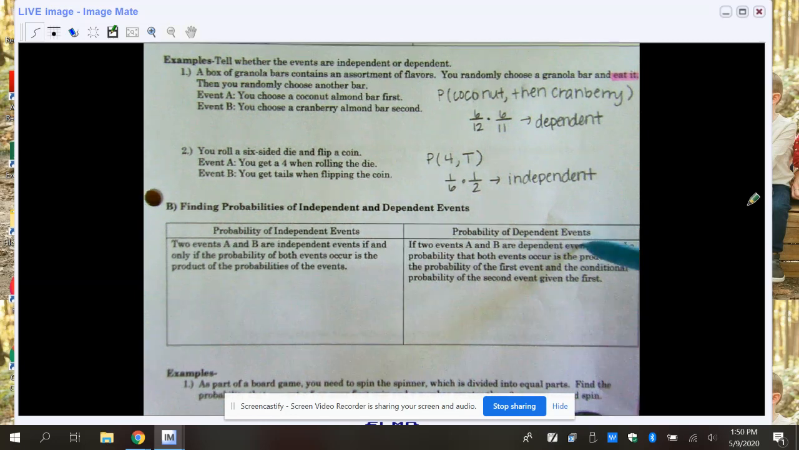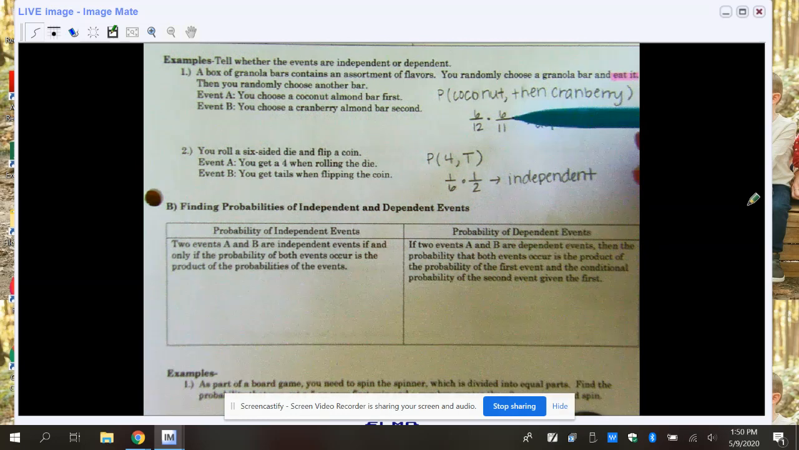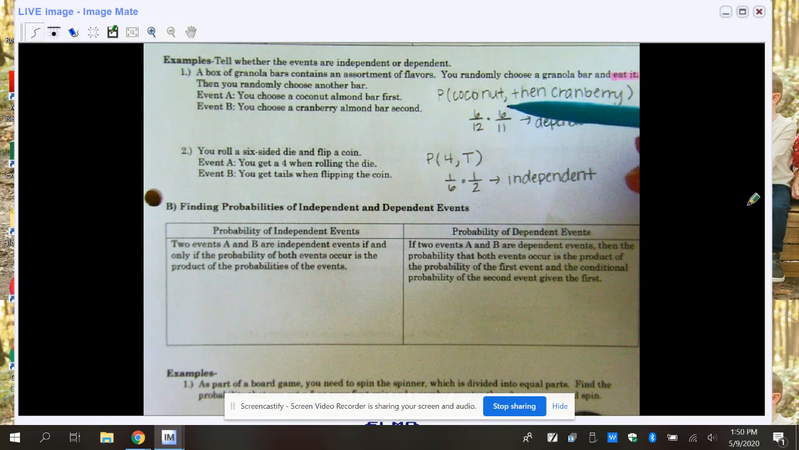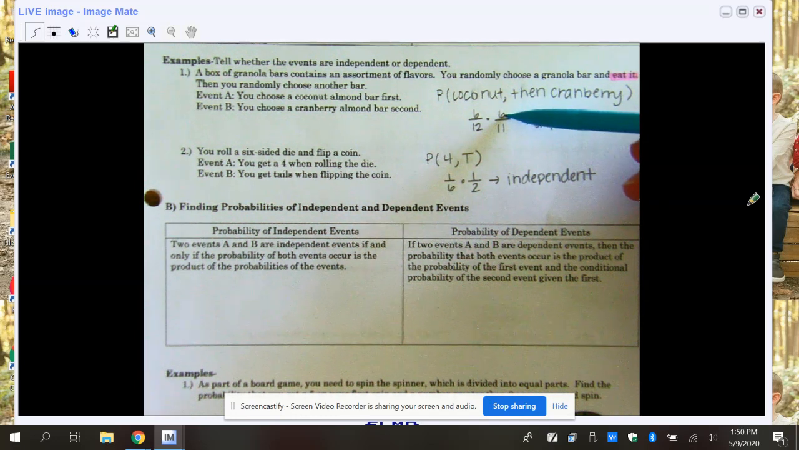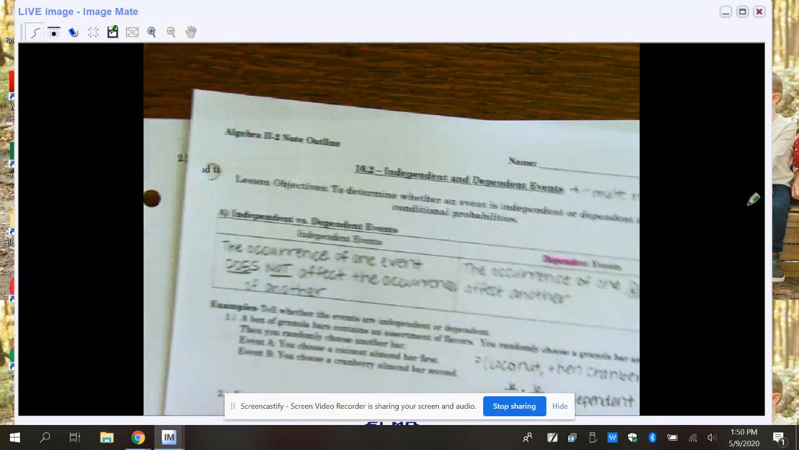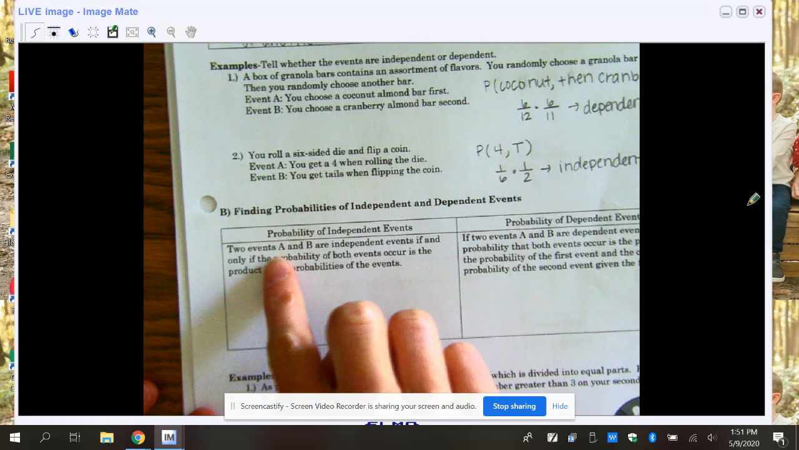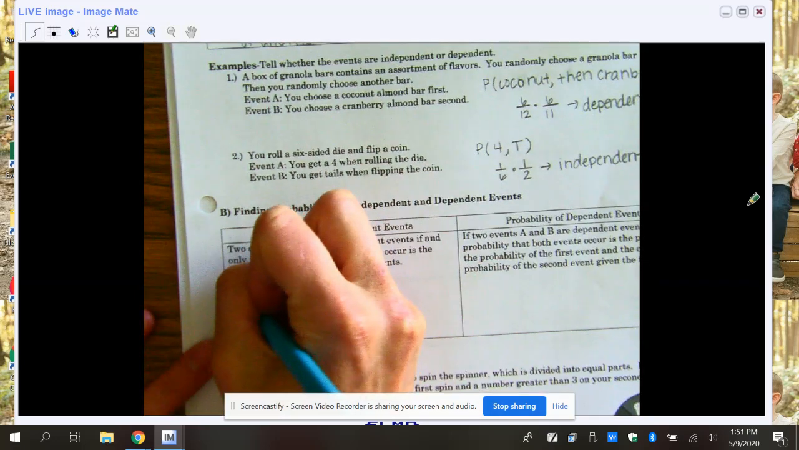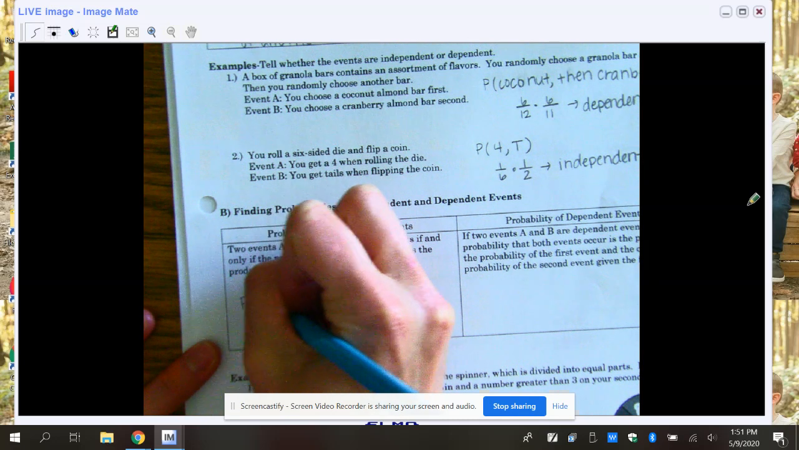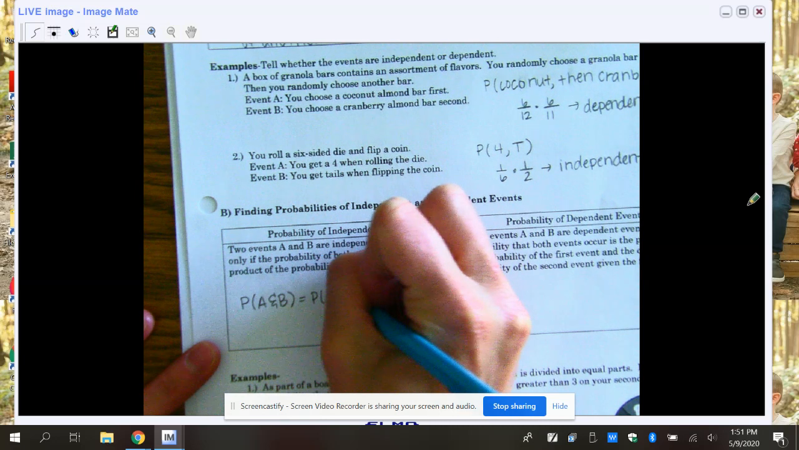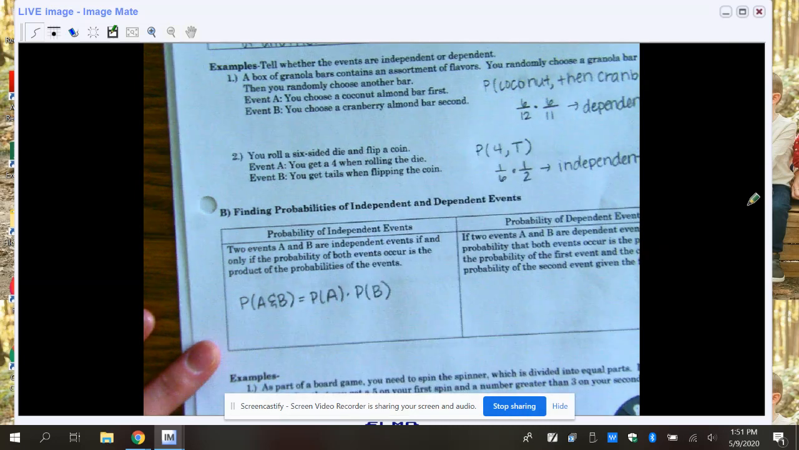The one thing that you have to change for dependent events is definitely the denominator, possibly the numerator, which we will look at. I think I put an example, yep, right there, okay. So when you're finding the probability of independent events, so if A and B are independent, then the probability that A and B both happen is going to be the probability of A times the probability of B.